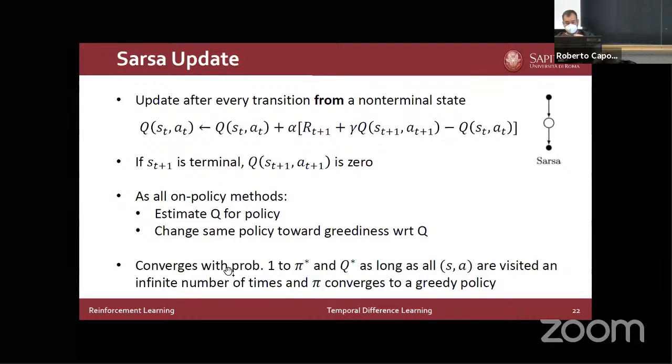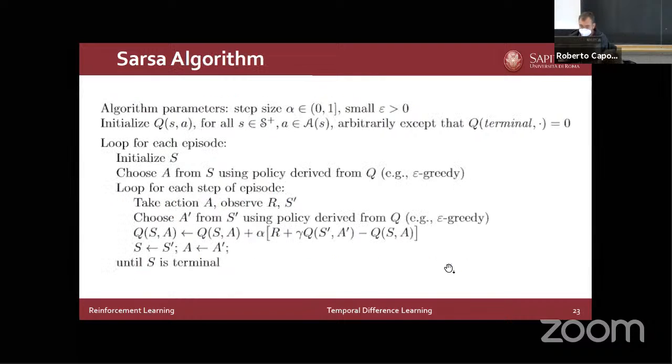And SARSA converges with probability 1 to pi star and q star, which are the optimal policy and the optimal q function, as long as all the couples of states and actions are visited an infinite amount of times. And pi converges to the greedy policy. Again, in order to do this, we need to do exploration, which means that the policy needs to be epsilon greedy.